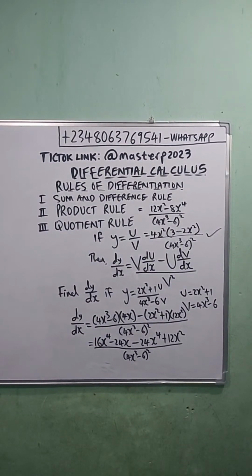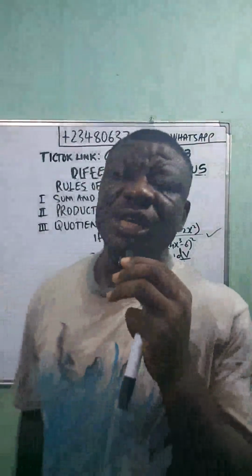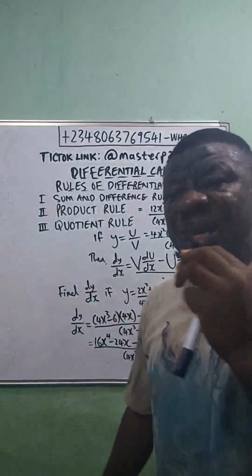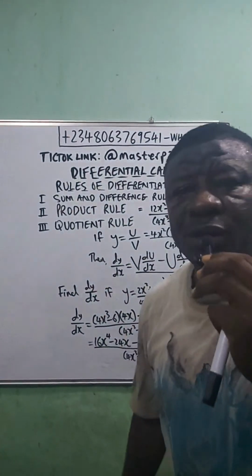Then we are going to look at the last one, which is the chain rule. The last one we're going to look at now is what we call the chain rule, or function of a function rule. That's the fourth one. We'll have 4 rules of differentiation.